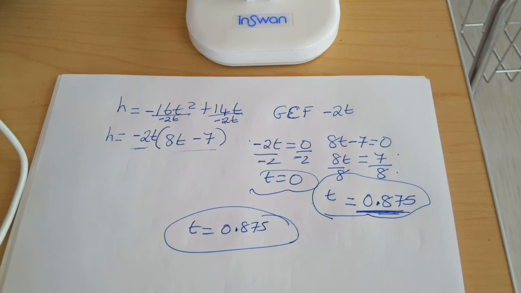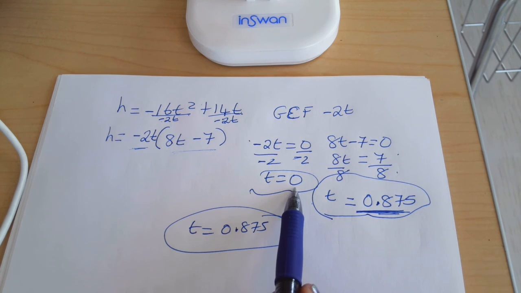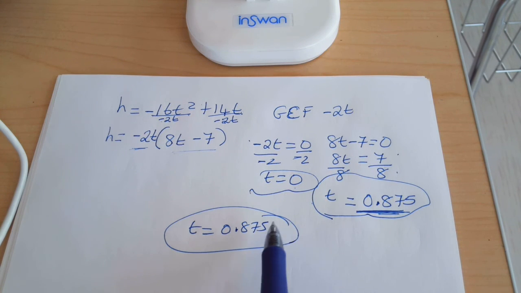Okay, because we already know he's at 0. So if he jumps up, it's not. We're going to ignore the 0 because it takes a few hundredths or thousandths of a second for him to jump up. And this is the only answer that really makes sense. The other one doesn't. All right?